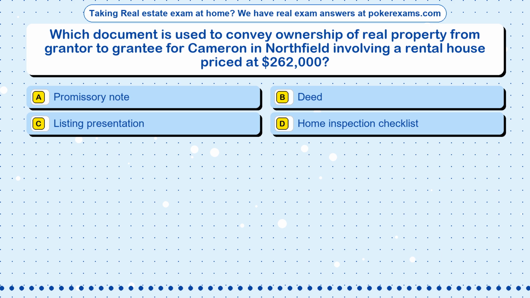Question 26. Which document is used to convey ownership of real property from grantor to grantee for Cameron in Northfield involving a rental house priced at $262,000? Option A, promissory note. Option B, deed. Option C, listing presentation. Option D, home inspection checklist.